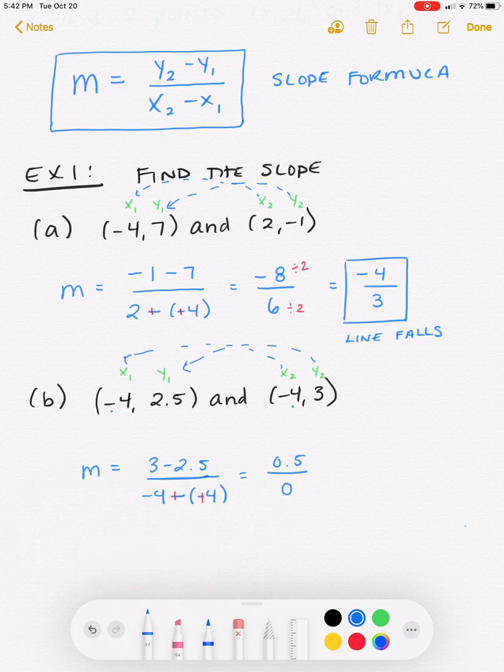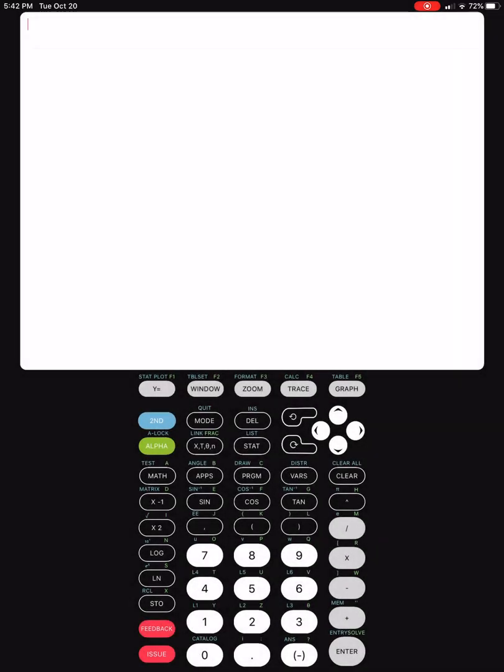So this is something we need to be careful about when we have a 0 in the numerator or the denominator. So what I'm going to do is let's go over to our calculator. And let's see what happens when we plug in 0.5 and we divide by 0.